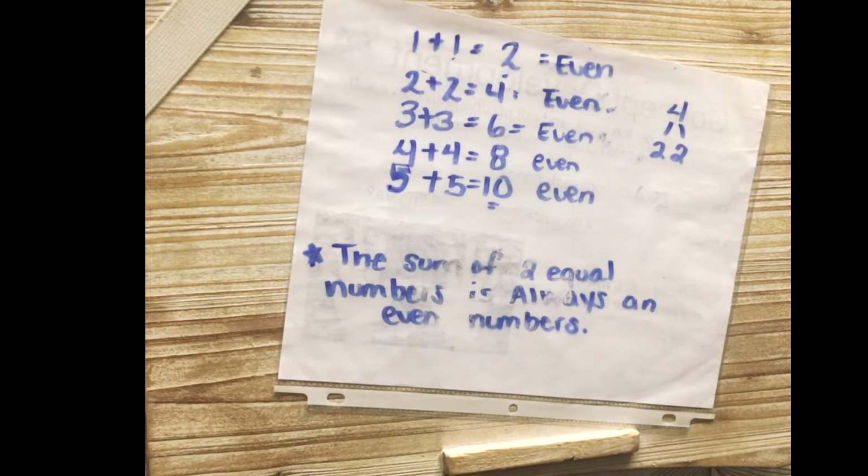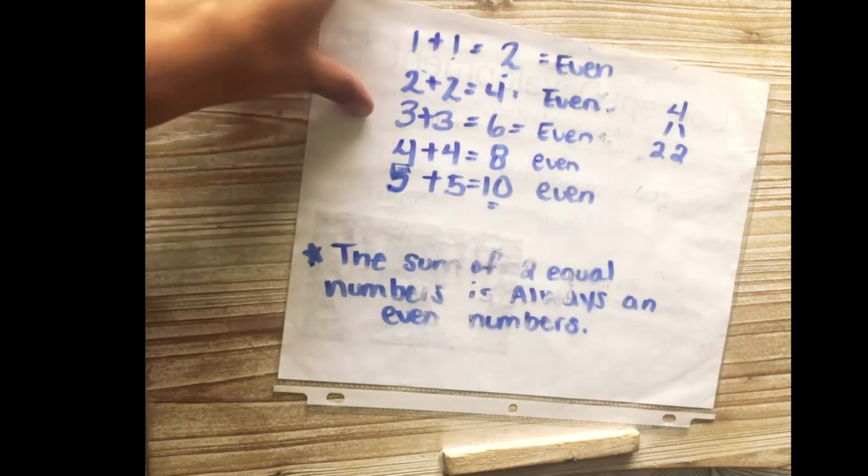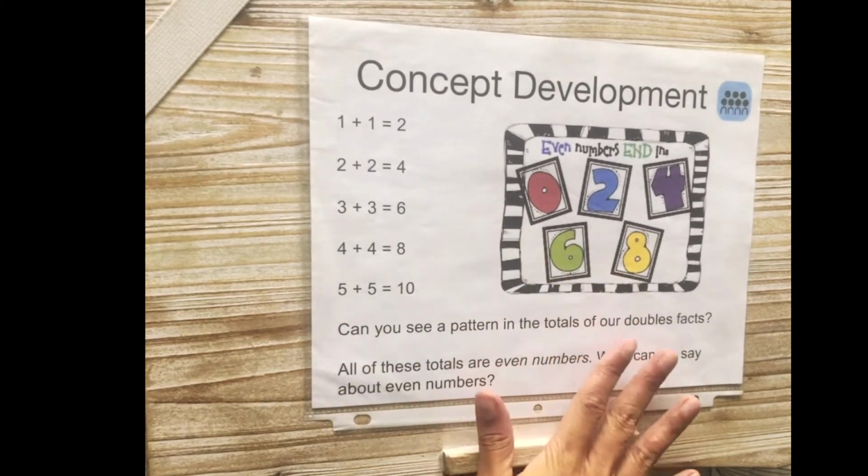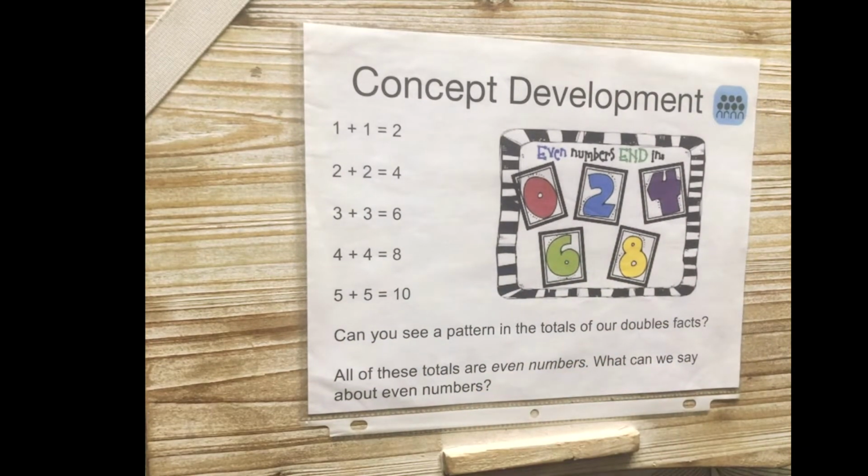Okay, so let's go ahead and look at those equations and think about what patterns we see in the totals of a doubles fact. I want to make sure that we all get it. So 1 plus 1 equals 2, 2 plus 2 equals 4, 3 plus 3 equals 6, 4 plus 4 equals 8, 5 plus 5 equals 10. What are the patterns that you see in the totals of a doubles fact?